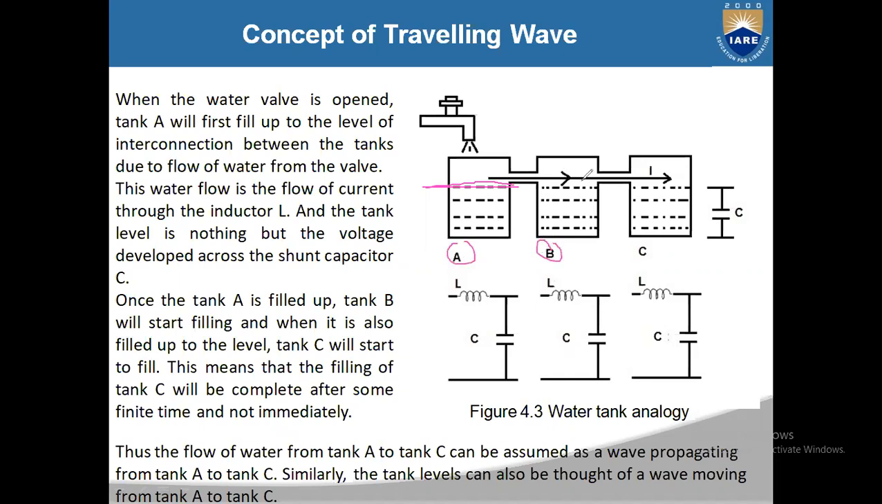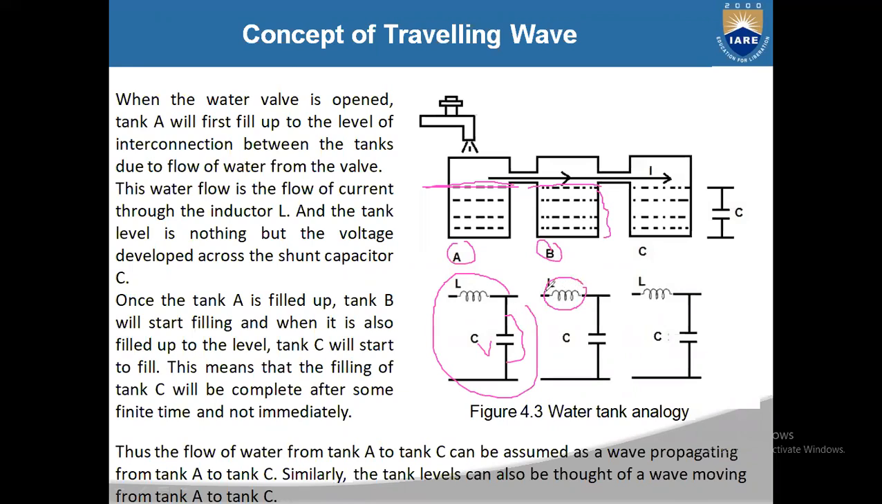Again, instantly this tank C will not get any water until the second tank B reaches a water level up to this. In a similar manner, in a transmission line, which is represented with L and C sections, until your capacitor is charged to a voltage V, there is no flow of current in this inductance.